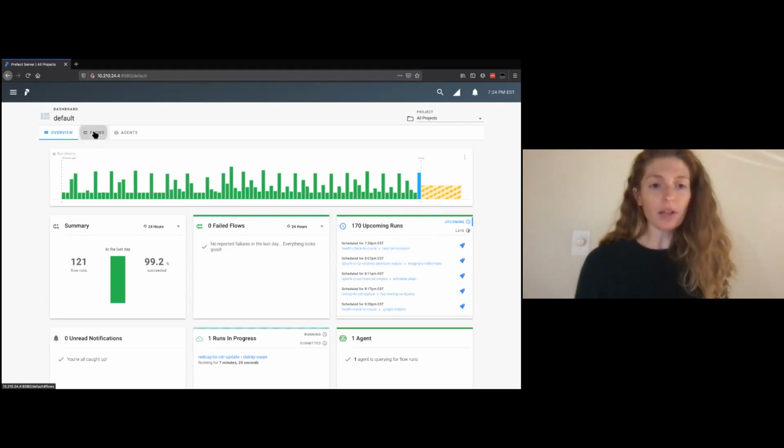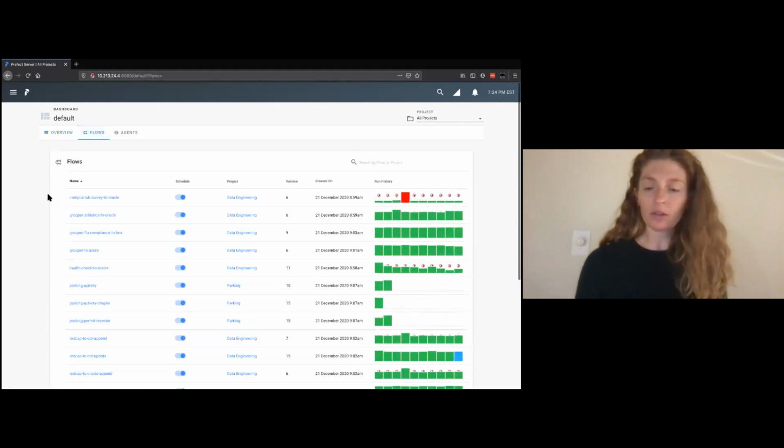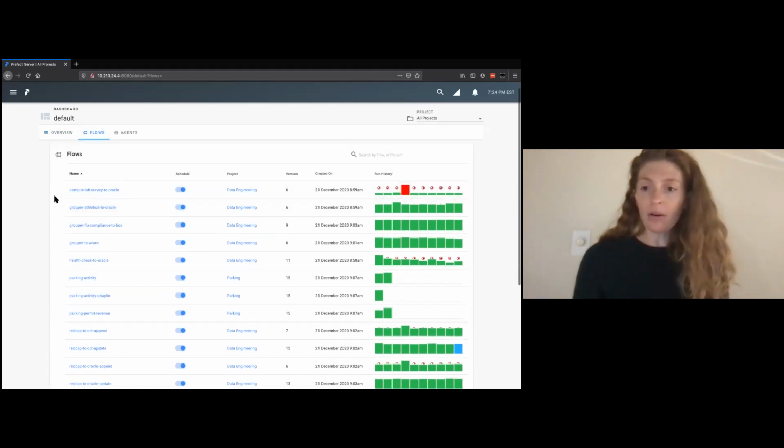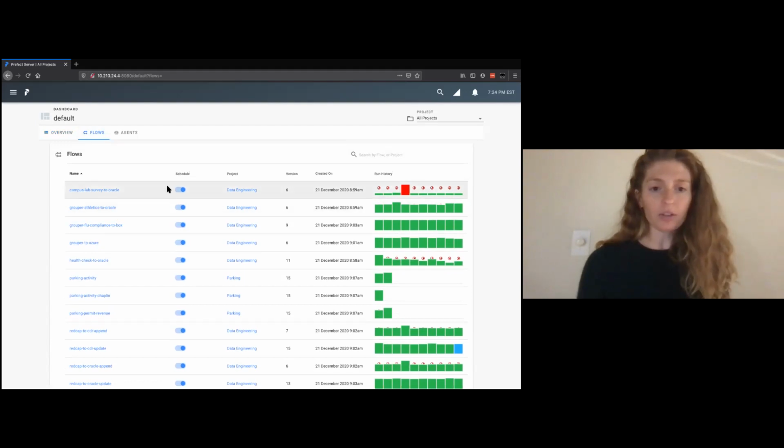So I'm going to click on the flows button up here, and this will take us to a summary page for all of the jobs that we have installed in Prefect. This now gives us a breakdown job by job for what we have going on in Prefect. For each of these jobs, you can see whether or not there's a schedule turned on. You can toggle that if you want to, turn it on and off. You can see the project it's living in, the code version that you've got, when that latest version was created, and you can also see run history for the job, so the most recent runs of this particular job.